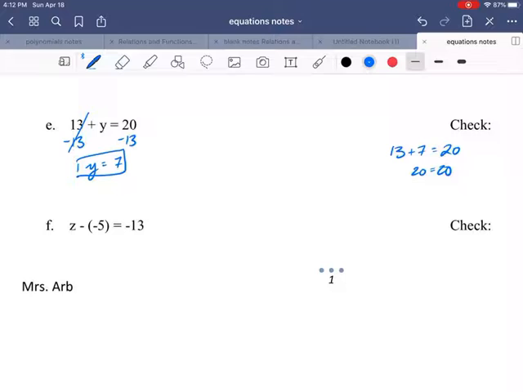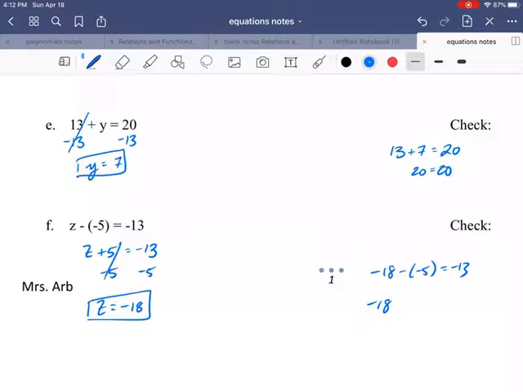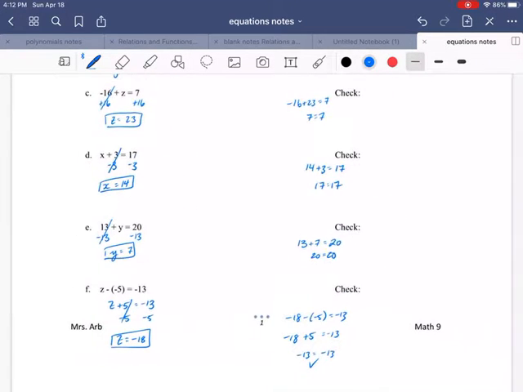z minus a negative 5 equals negative 13. So really this is z plus 5 gives me negative 13. So if I subtract 5, which is the inverse operation, I'm going to get z equals negative 18. And to do the check, negative 18 minus a negative 5 equals negative 13. That becomes negative 18 plus 5. And the left side equals the right side, so we are good to go.